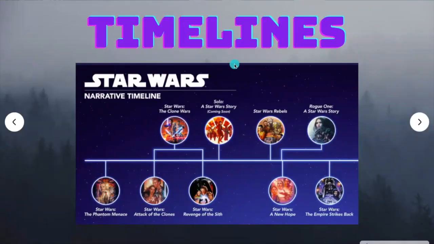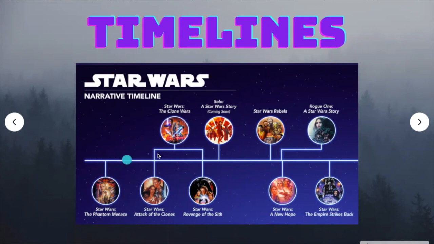Now let's see timelines. This is a narrative timeline. Do you know Star Wars? Have you watched the movies? It all starts with The Phantom Menace, then it goes with Attack of the Clones, The Clone Wars, Revenge of the Sith, well, this movie of Solo, Star Wars Rebels, A New Hope, Rogue One, and The Empire Strikes Back.